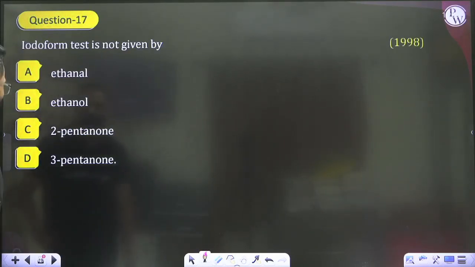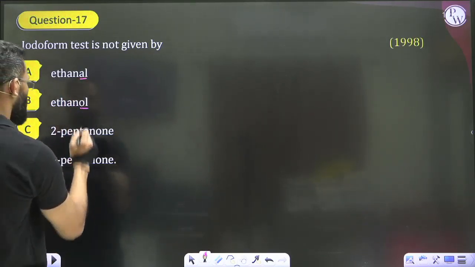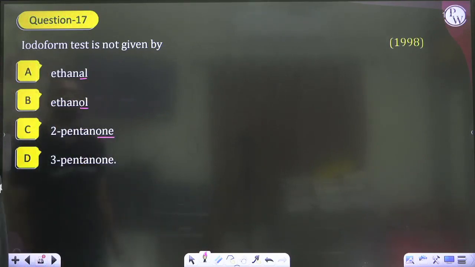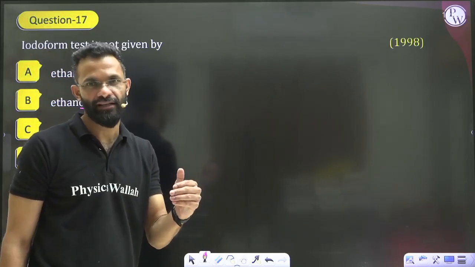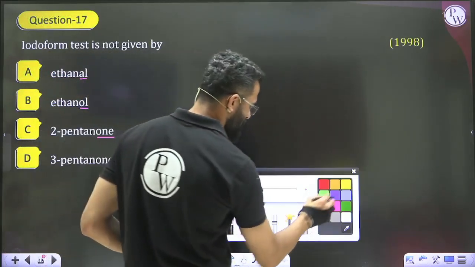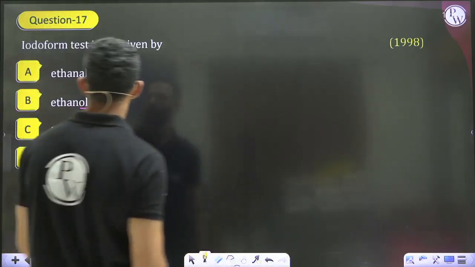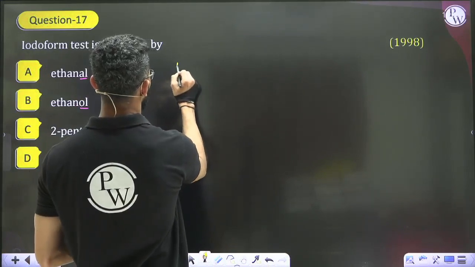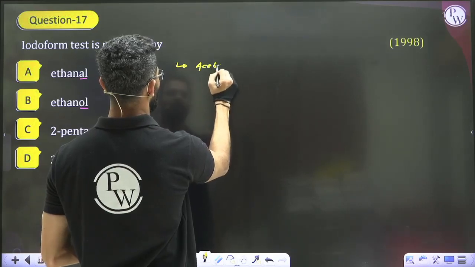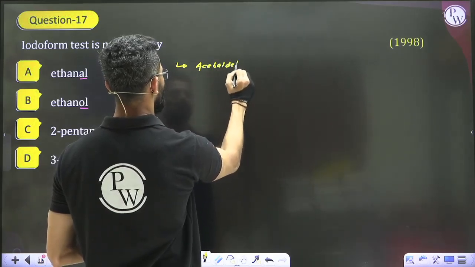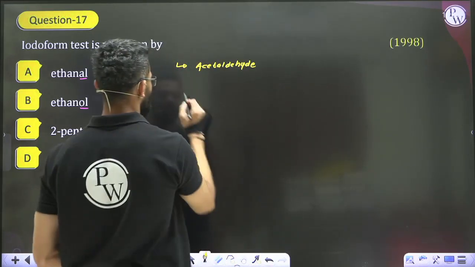Iodoform test is not given by. Well, if you observe the options given, either it is an aldehyde or an alcohol or a ketone. So let me remind you, when you talk about compounds showing haloform reaction, I'll list it down for you guys so that it is helpful for you next time when you revise the haloform reaction. When you talk about aldehydes, remember the only aldehyde that shows haloform reaction is acetaldehyde, meaning ethanal. No other aldehyde shows haloform reaction.